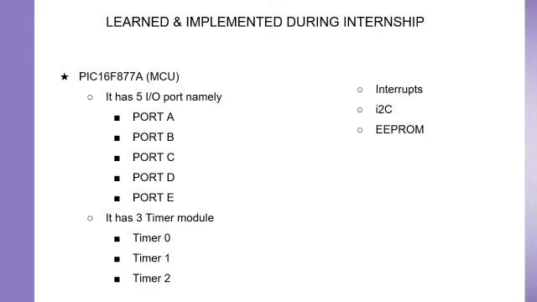The PIC16F877A has 5 input-output ports, namely port A, port B, port C, port D, and port E. Port A is 6-bit wide, port B is 8-bit wide, port C is 8-bit wide, and port D is 3-bit wide. And the PIC16F877A also has 3 timer modules.